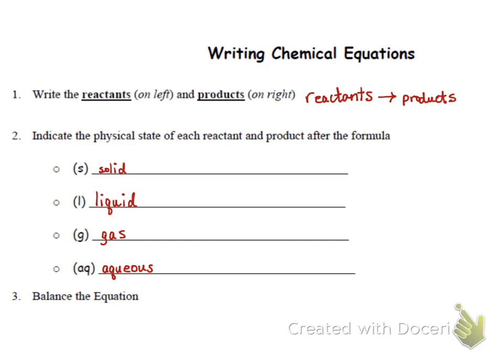The other things you have to remember: if you have enough information to know the state, then you have to say whether it's a solid, a liquid, a gas, or if it's aqueous, which means it's soluble in water, dissolved in water. And then make sure that the equation is balanced when you're finished. Another way to check this is to make sure that your formulas are written correctly.